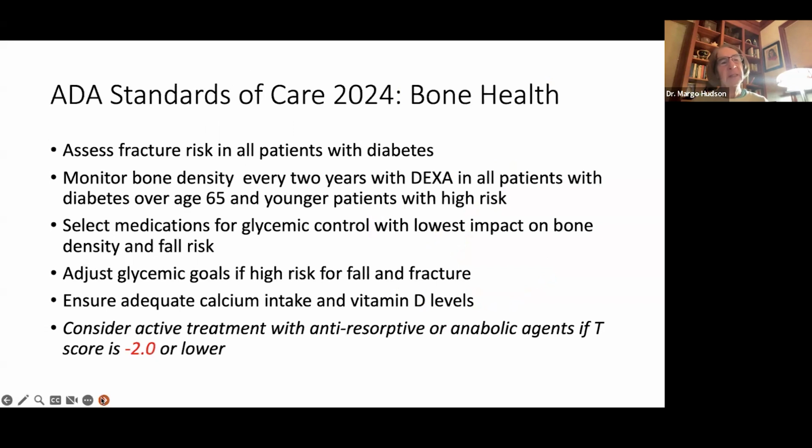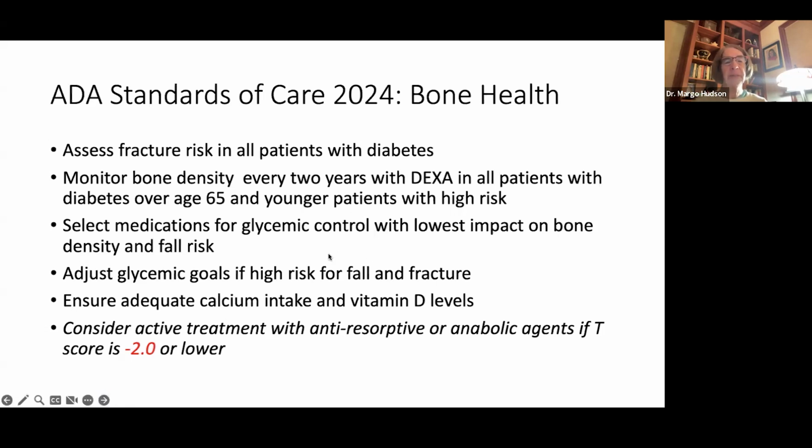So because of this, just this year, the ADA really changed their recommendations on bone health. They feel that you should assess fracture risk in all patients with diabetes. You should monitor bone density every 2 years with a DEXA in all patients with diabetes over the age of 65. And you should do this in younger patients who are at high risk, meaning if they have neuropathy and they fall, they're at very high risk. You should check their bone density.